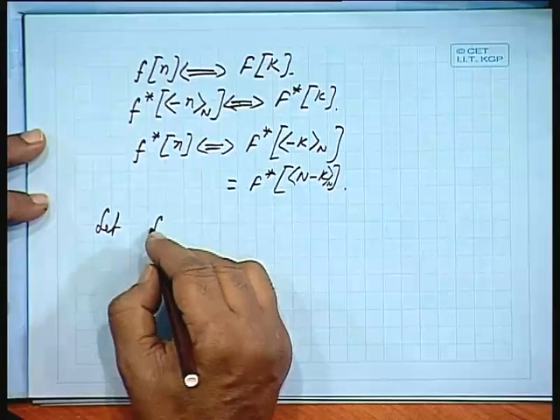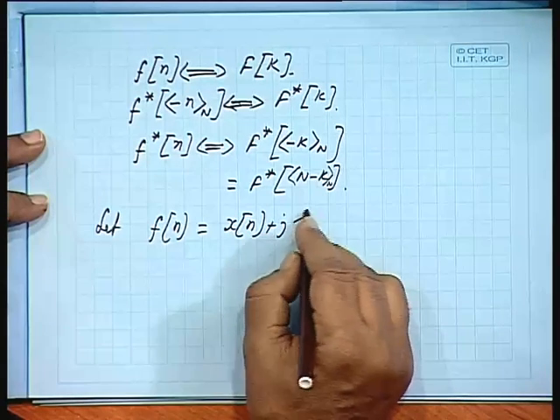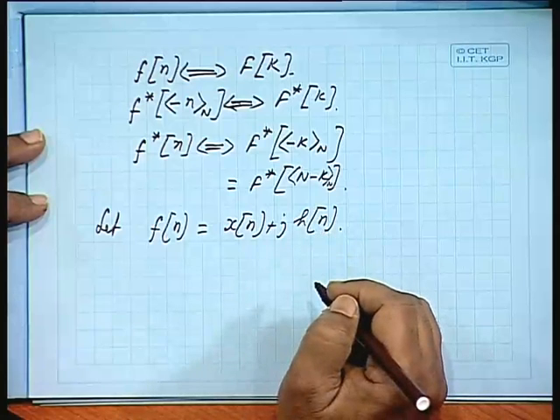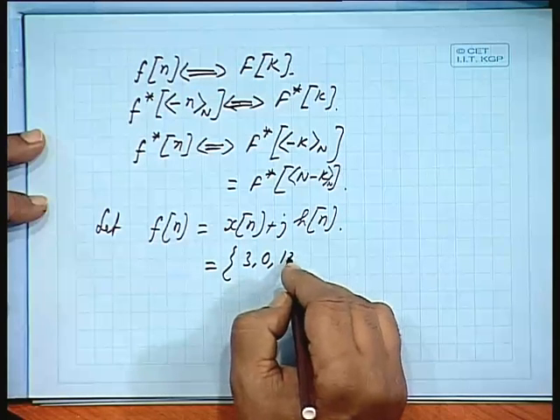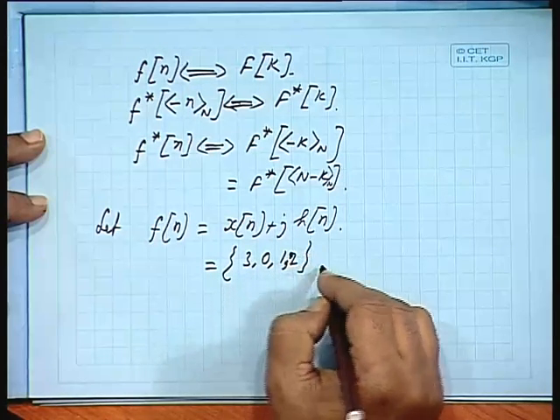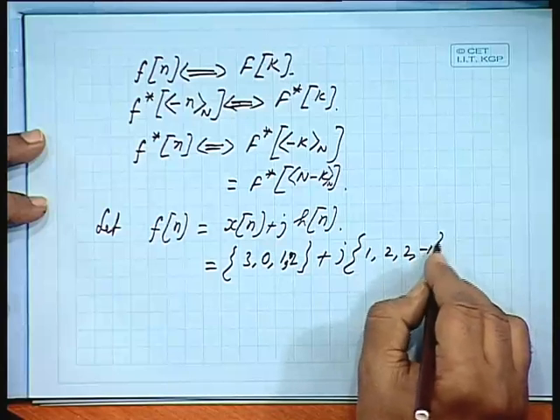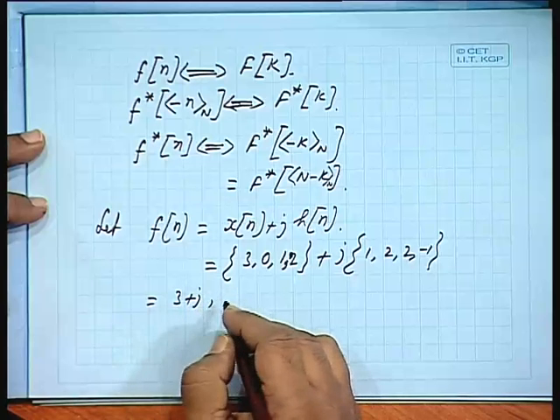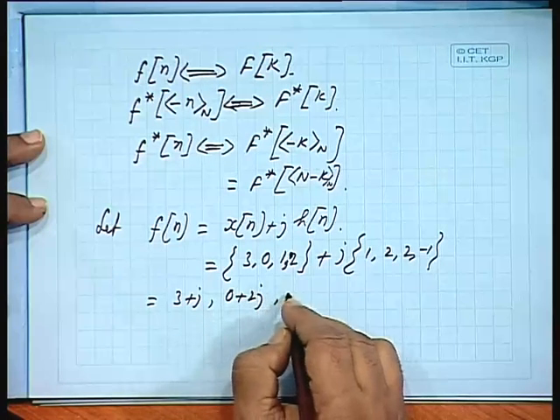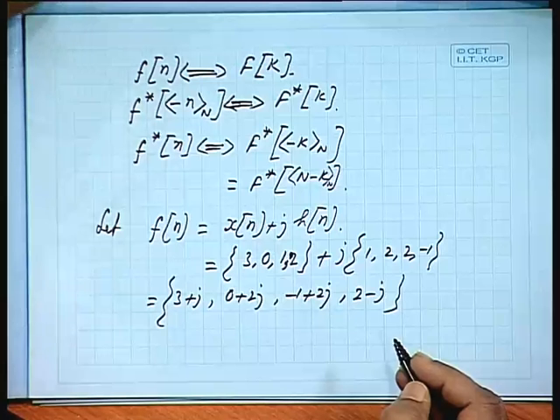So, let us have a sequence f n is equal to x n plus j times h n. What was the sequence that we had earlier taken? 3 0 1 2 plus j times 1 2 2 minus 1, is that all right? So, this can be written as 3 plus j, 0 plus 2 j, minus 1 plus 2 j and 2 minus j. This is a complex sequence, is that all right?